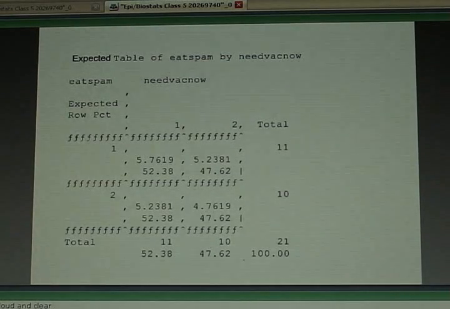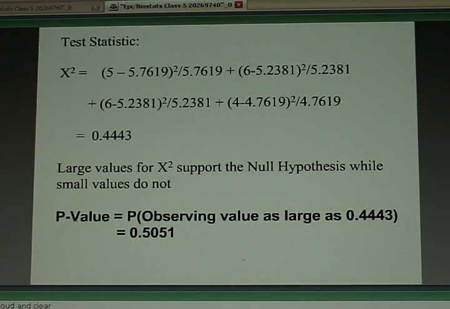So the test of significance is going to compare the observed table, this expected table, using that calculation to calculate x squared. Get a small value, 0.4443. And you say, is this a typical value for a test statistic like this when the null hypothesis is true? Small values would support the null hypothesis, large values would not. What you do is you look this number, 0.4443, up in a table of values from a chi-squared distribution with 1 degree of freedom to see if 0.44 is a typical value.